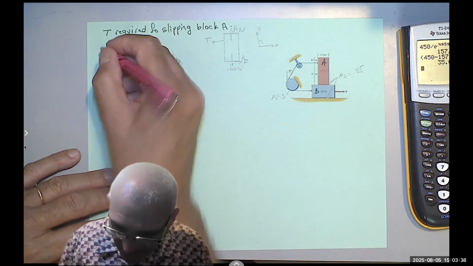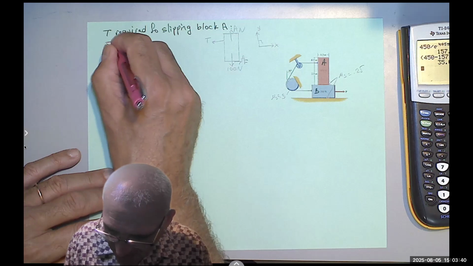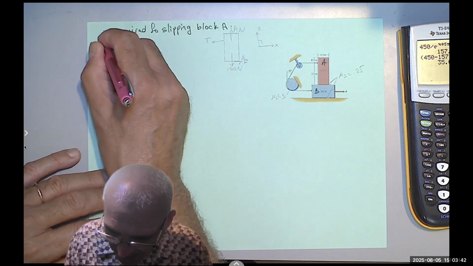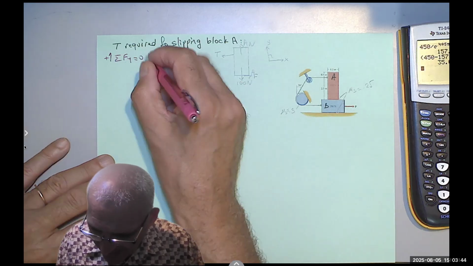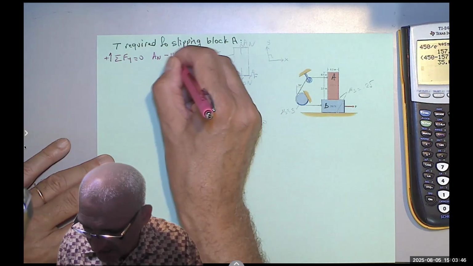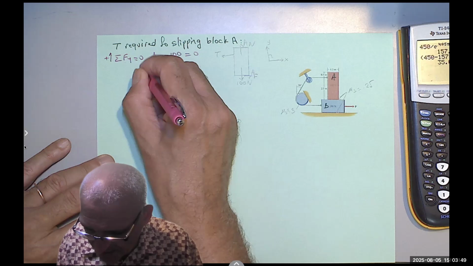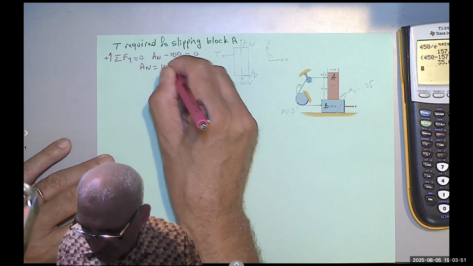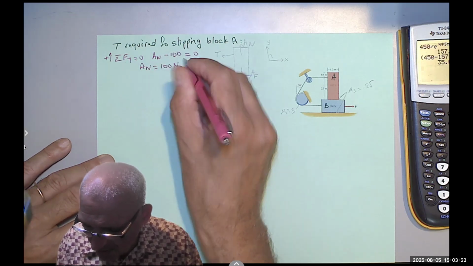I can say summation of the forces in the y direction equals 0, up is positive. I have A sub n minus 100 equals 0, so A sub n equals 100 Newton going up.